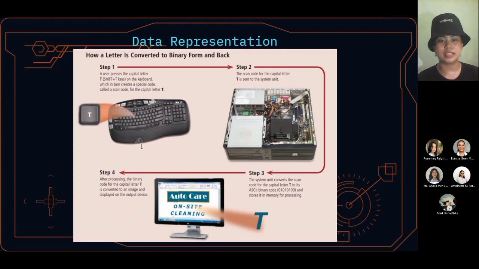In this illustration you see on the slide, it shows how a letter is converted to binary form and then back. When you press a key on a keyboard, a chip in the keyboard converts the key's electronic signal into a scan code, and that is sent into the system unit. Then the system unit converts the scan code into the binary form the computer can process and stores it in the memory. When processing is finished, the software converts the byte into a human recognizable number, letter of the alphabet, or special character that is displayed on the screen or printed.